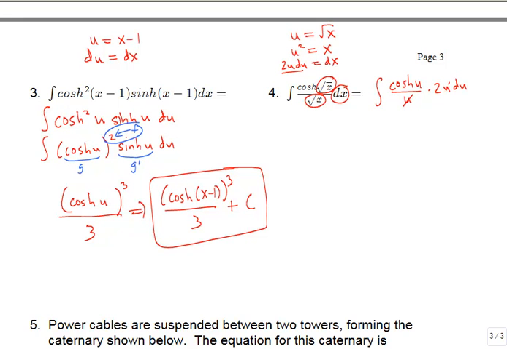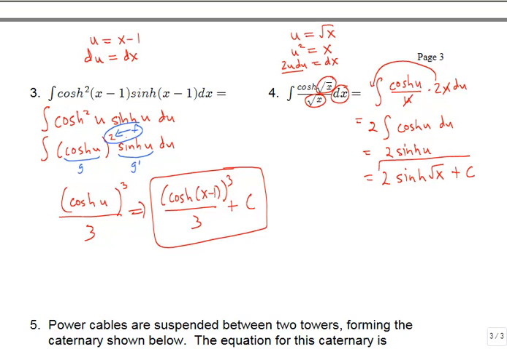So this u and this u can cancel each other out, and this 2 can be pulled all the way out front. So this whole integral just became the integral of cosh u, which is just sinh u. So this becomes hyperbolic sine with that 2 in front, and if we substitute back in terms of x, this is 2 hyperbolic sine of the square root of x plus c. And that's it.